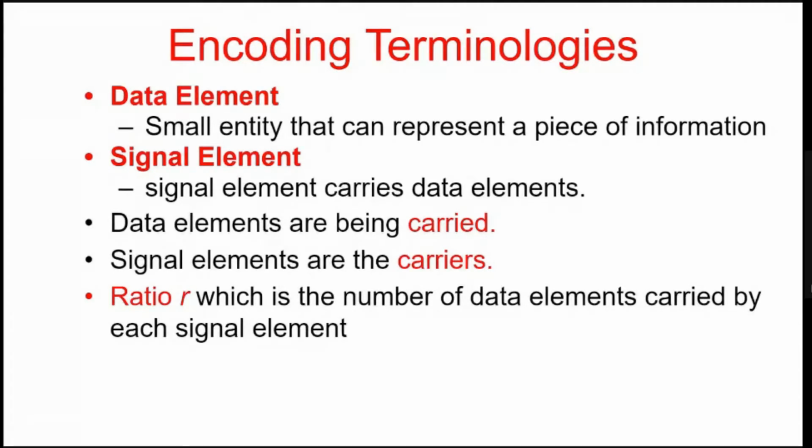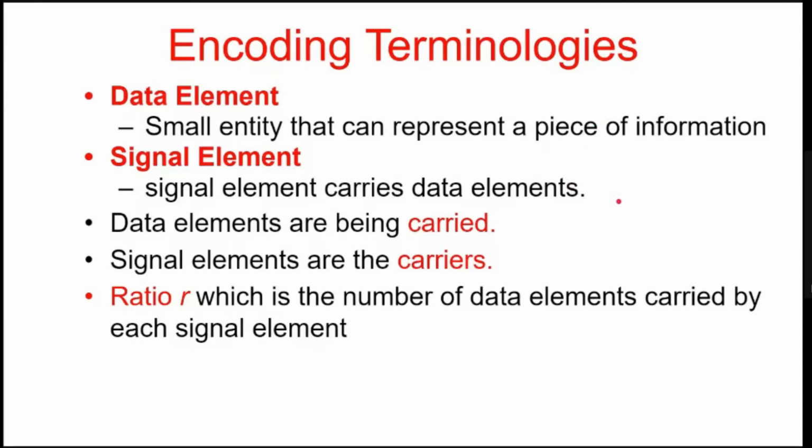Again, I repeat. Ratio R is the number of data elements, zeros and ones, carried by each signal element. So if the carried data element is 101 and the signal element is 1, this is called the ratio 3:1 or 1:3, like that. So the ratio of the data element and the signal element is called the ratio, right? That is denoted as R.